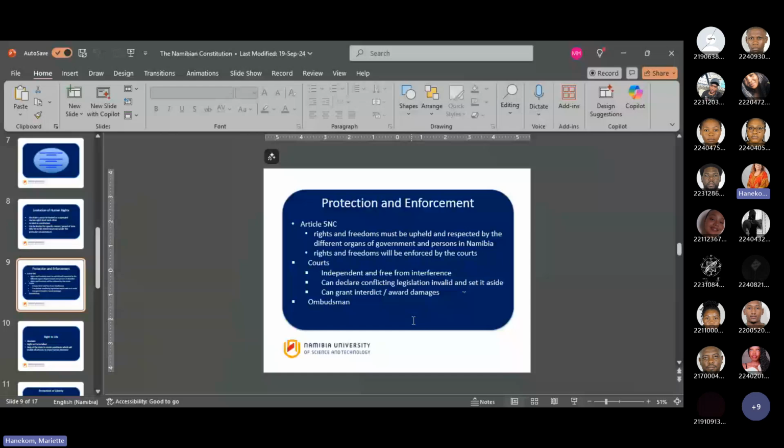In addition to the courts, the Constitution also provides for the appointment of an ombudsman, the establishment of the office of the ombudsman, which is also tasked with the protection of human rights.